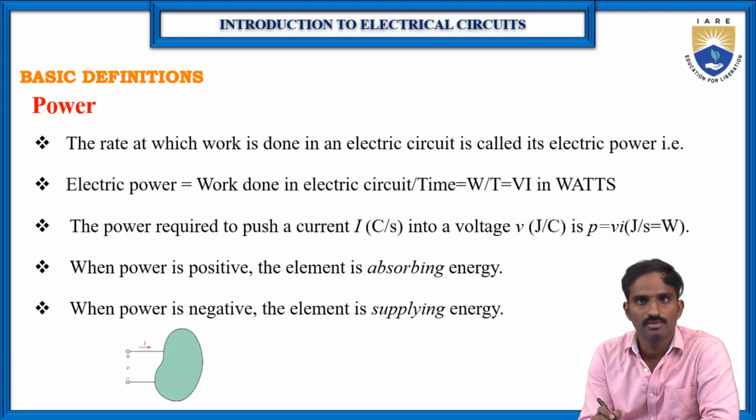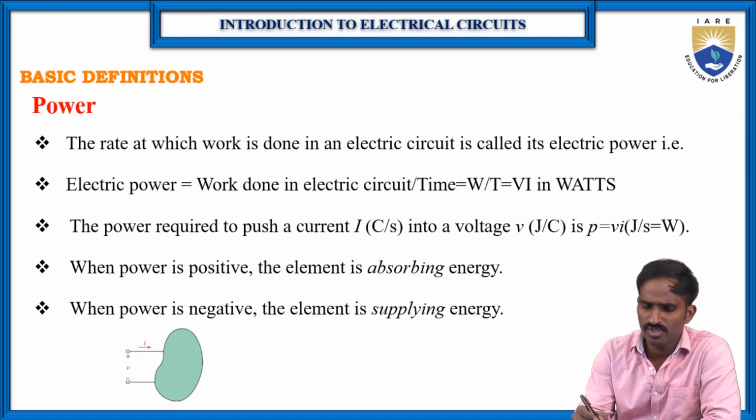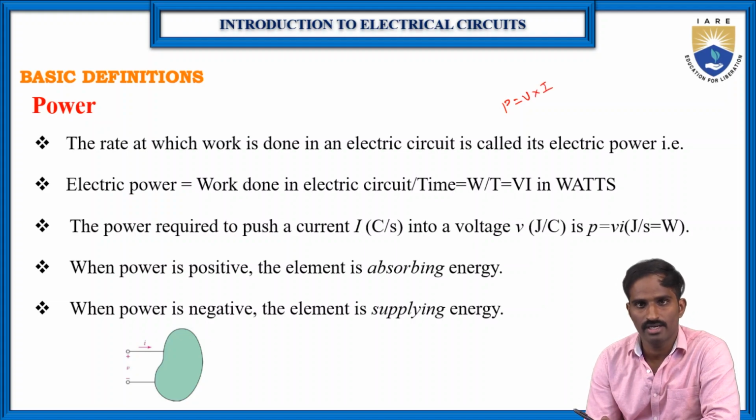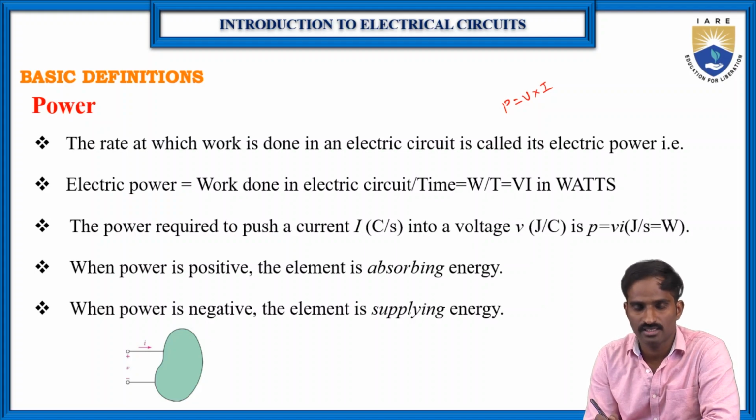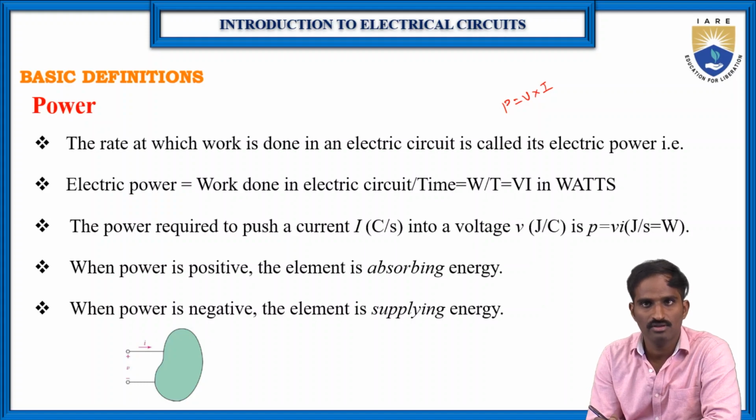And then coming to the basic definition of power, as we simply know, P is equal to V into I, the voltage into current is nothing but the power. The rate at which work is done in an electrical circuit is called its electric power. So electric power is equal to work done in the electrical circuit per time, which we usually represent as V into I.